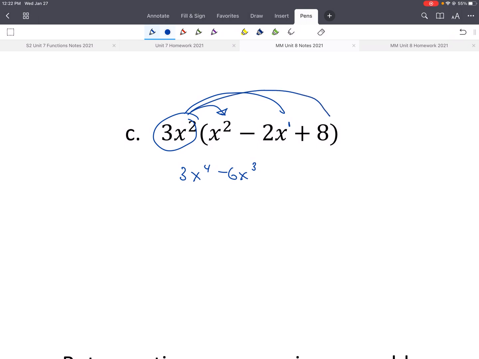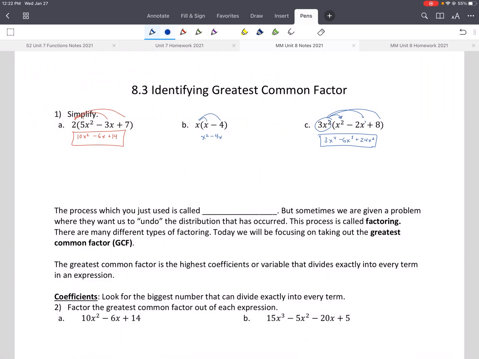And then here we'll end up getting, what's 8 times 3? 24. Okay. And we're set to go. Make sure it's in standard form, and it is, so that's great. Okay, so what we just did is distributing.